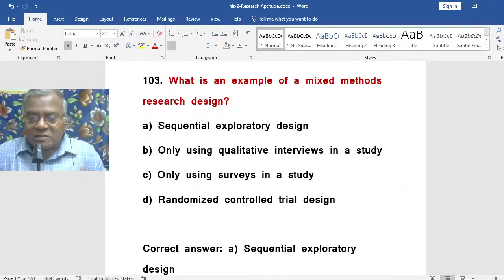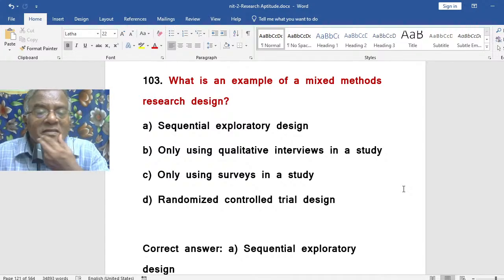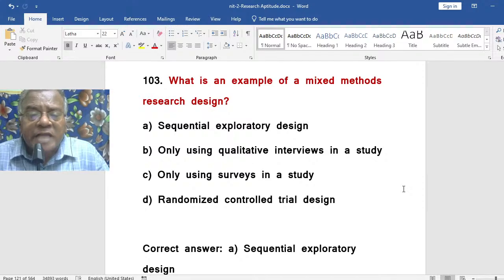See, often it is not given in so many books in a detailed manner. Some books are written, and there you will find all such concepts, but as far as the exam is concerned, we have to study all these things. Yes, I hope so. What is an example of a mixed methods research design? That is sequential exploratory design.